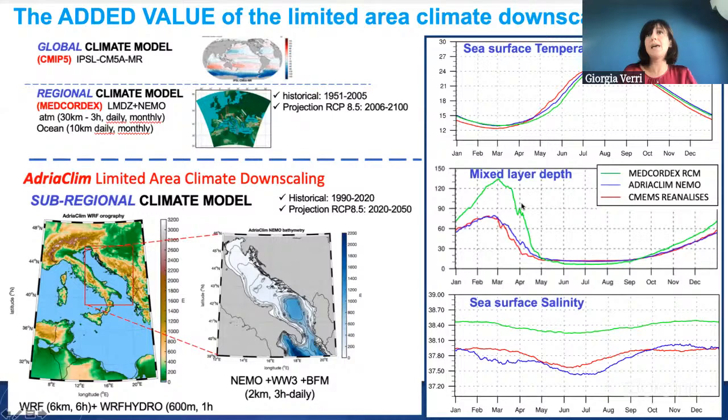Our mixed layer depth is lower than the driving regional climate model, but much closer to the available reanalysis, and the same for the salinity, which is lower than the driving regional climate model, and again, it fits better the available reanalysis for the Adriatic area.